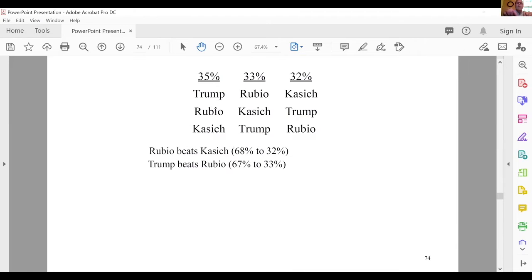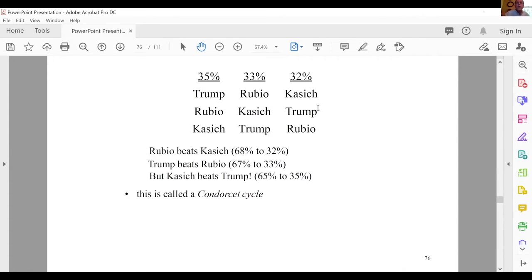But Rubio can't be the majority winner because Trump beats Rubio. These people prefer Trump to Rubio, and so do these, and that's 67%. But Trump can't be the majority winner because Kasich beats Trump. These people prefer Kasich to Trump, and these people prefer Kasich to Trump. So this is what's called a Condorcet cycle.